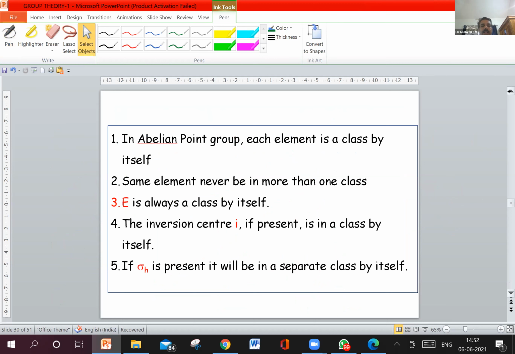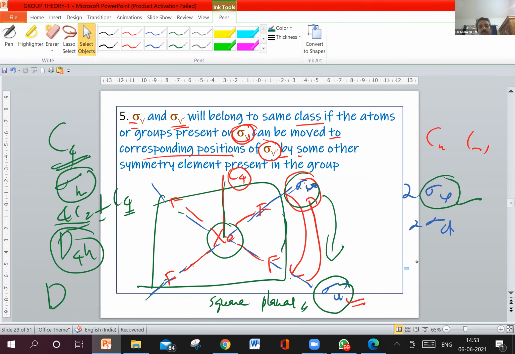Similarly, sigma d also. In the case of sigma d planes, the atoms present in sigma d can be moved to the sigma d dash plane by another symmetry operation. They also belong to the same class.